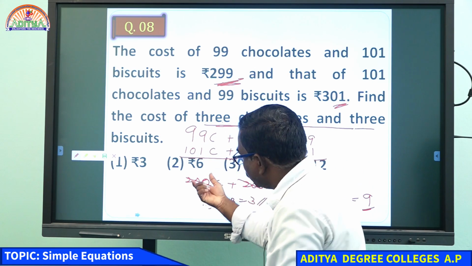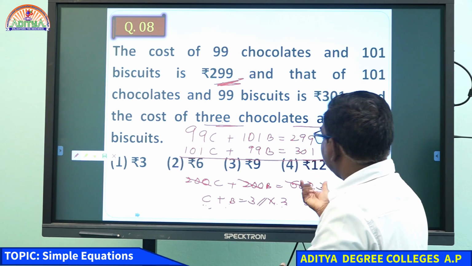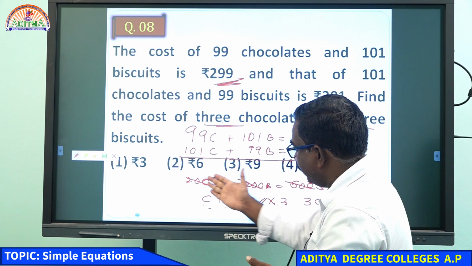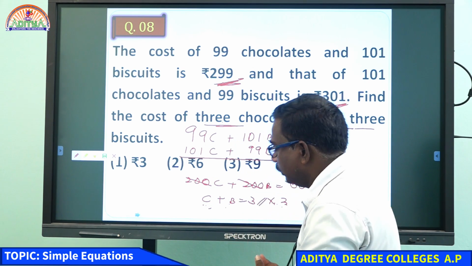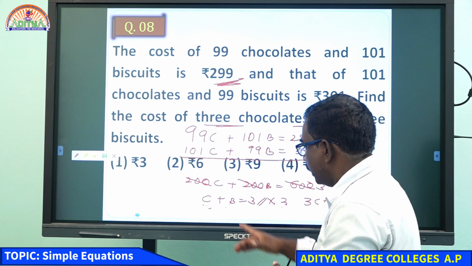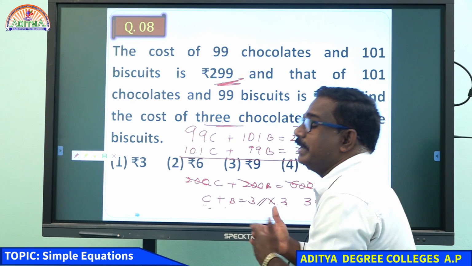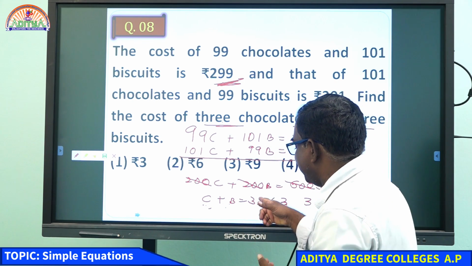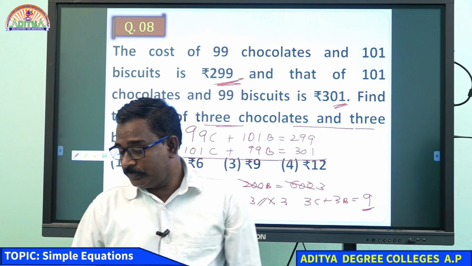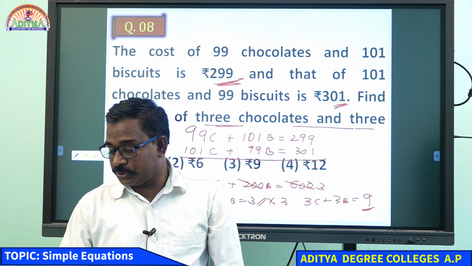By adding these two you got 200, and by adding these two you got 200, and by adding these you got 600. Now 200 can cancel throughout the equation, because 200 is in every term. 200 goes 1 time, 1 time, and 3 times. So 1 chocolate and 1 biscuit combined is 3 rupees. It means 3 chocolates and 3 biscuits is 3 threes, 9 rupees. Is it clear to everyone? Very good. I am moving forward to one more question.